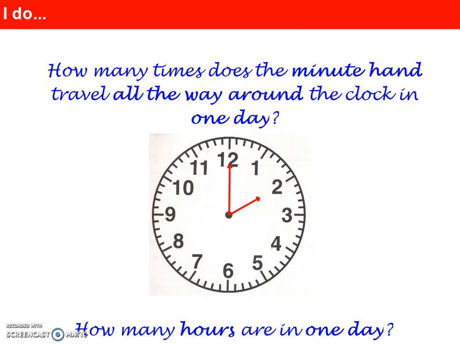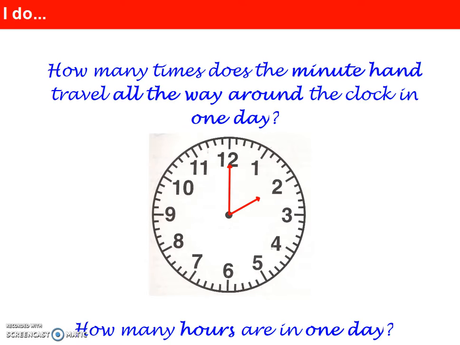How many times does the minute hand travel all the way around the clock in one whole day? Now we know that when we're looking at the minute hand, if it passes from 12, past 1, 2, 3, 4, 5, 6, 7, 8, 9, 10, 11, and to 12 again, we're looking at counting 12 lots of 5. 5, 10, 15, 20, 25, 30, 35, 40, 45, 50, 55, 60. One full rotation of a minute hand is 60 minutes or 1 hour.